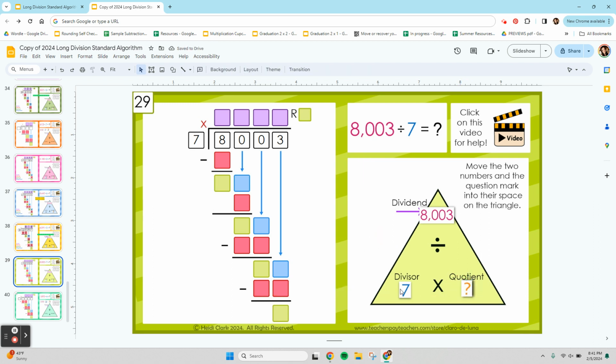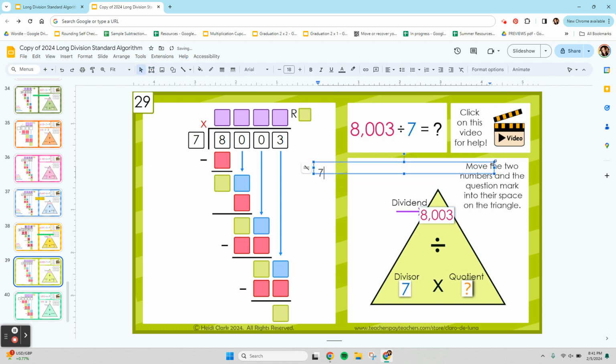At the end, you can check your work by doing divisor times quotient plus remainder, and it should equal 8,003. We're dividing by 7, which means we're dividing into 7 groups or making groups of 7. So we'll be asking often how many 7s can fit into that. So I recommend typing out your multiples of 7.